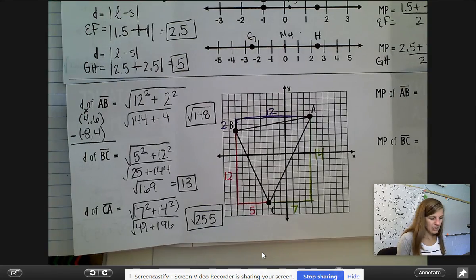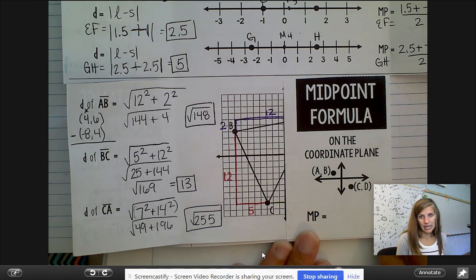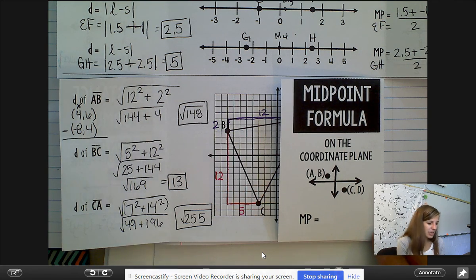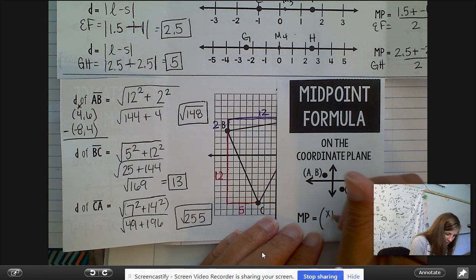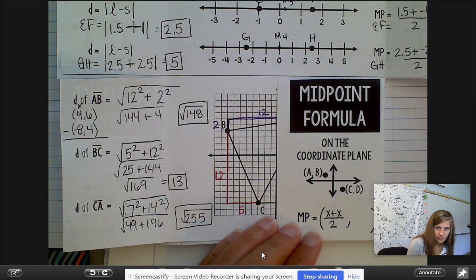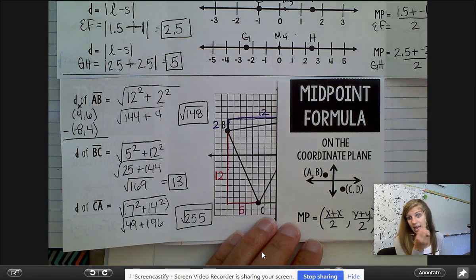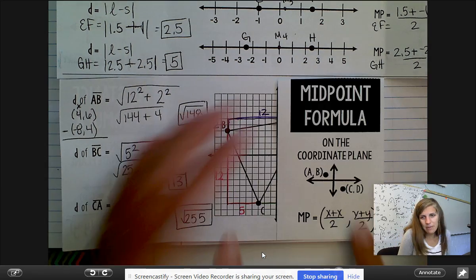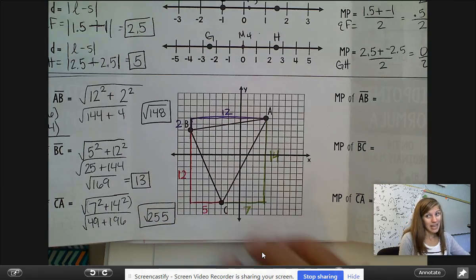Now, the midpoint. So the midpoint formula on the coordinate plane is kind of similar to our midpoint formula on one line. We just have to do it twice now. So like I added up and divided by 2, I do that here as well. I add up my x's and divide by 2. And then I add up my y's and divide by 2. And it doesn't matter the order that you add them in. You just have to add up the x's, add up the y's, divide by 2. Okay? It's not a bad formula. It's fine. But you can also do it by counting.